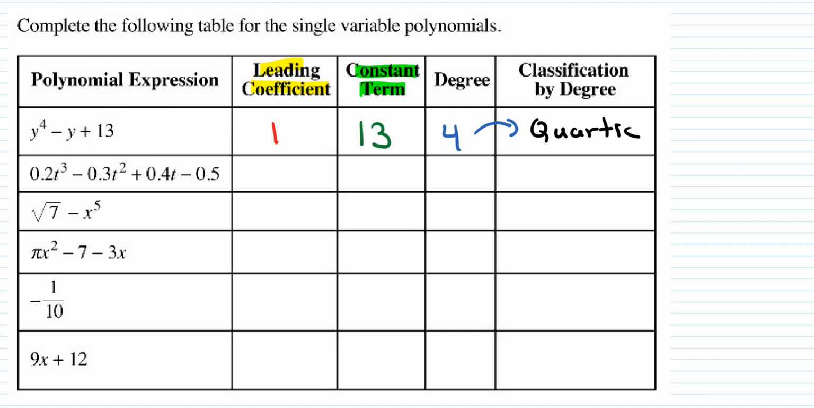So let's go to the leading coefficient. The leading coefficient is going to be 0.2. The constant term is going to be the last term here, which is going to be negative 0.5. The degree is the highest power, which is going to be 3. And since my degree is 3, we call that a cubic function. All right, so cubic there is just for general interest.